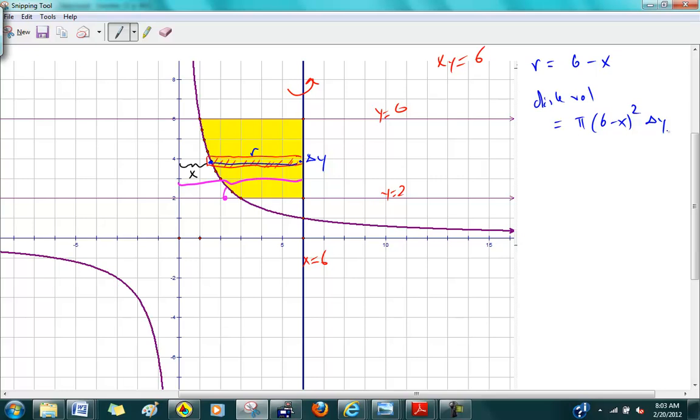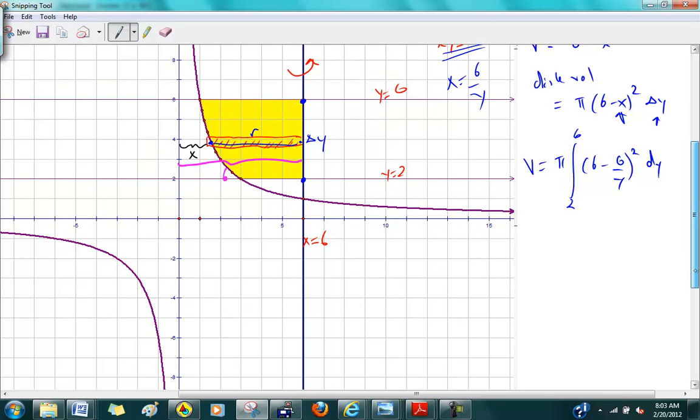Okay, and what I need to do is integrate this. So notice I have an x here and now a y here. I'm going to be integrating with respect to y, so I better get x in terms of y out of there. So I know that x is equal to 6 over y. Okay, and so now my actual volume that I want is going to be pi (6 minus 6 over y) quantity squared dy, and the limits of my integration are going to be from y equals 2 to y equals 6.